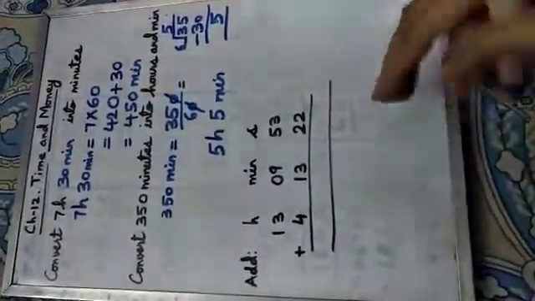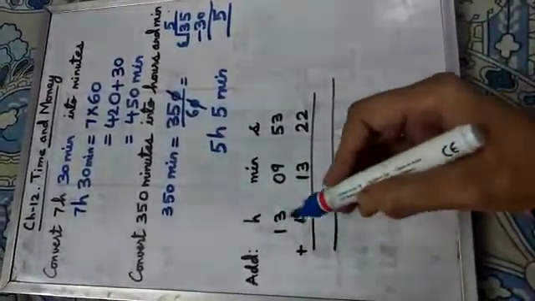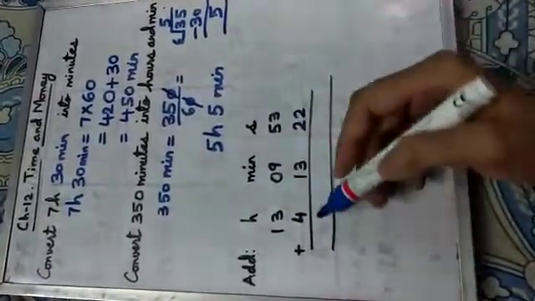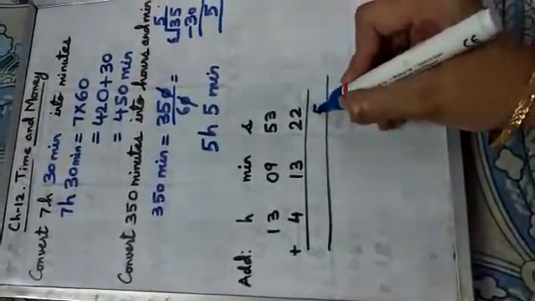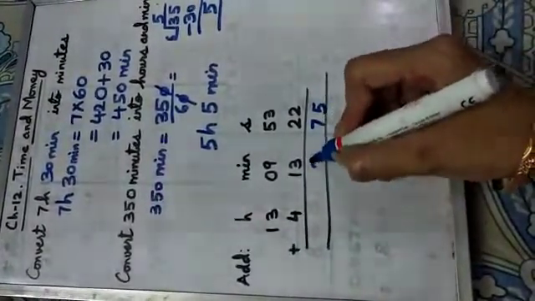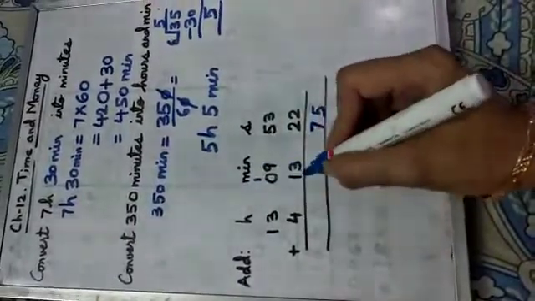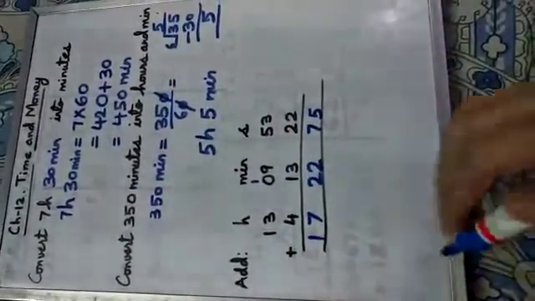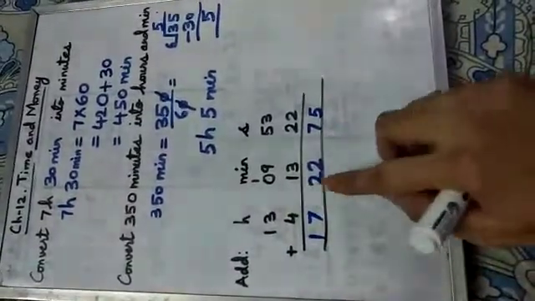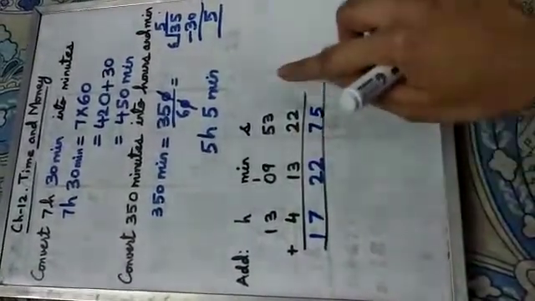Now come to addition. In addition we separate hours, minutes and seconds, and we add them separately. Let's add them. 3 plus 2 is 5, 5 plus 2 is 7, 9 plus 3 is 12, carry 1, 1 plus 1 is 2, 3 plus 4 is 7 and 1. Now my dear children, 17 hours 22 minutes 75 seconds is the answer.